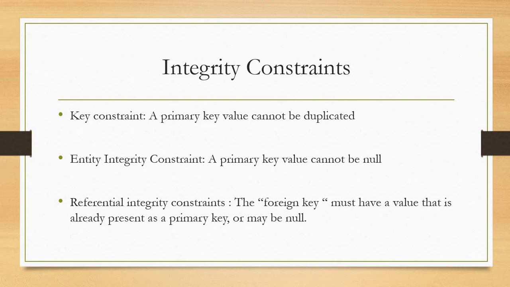There are also referential integrity constraints, where the foreign key must have a value that is already present as a primary key or may be null. That means if you're taking information from one table that has a primary key and associates with a second table, the first table must have information within that field to meet the referential or reference integrity constraint.